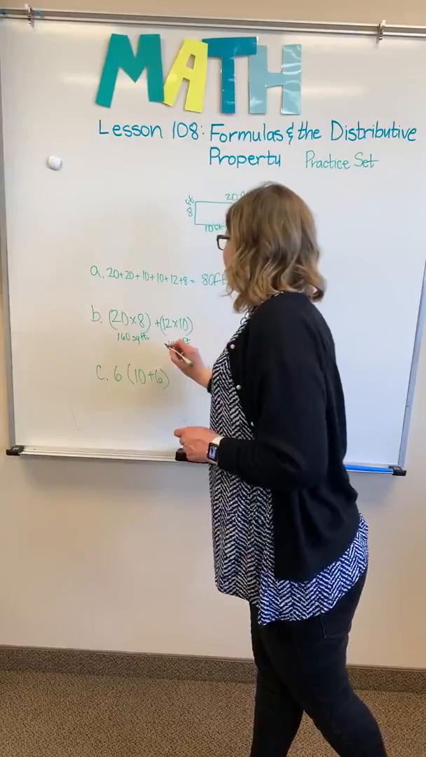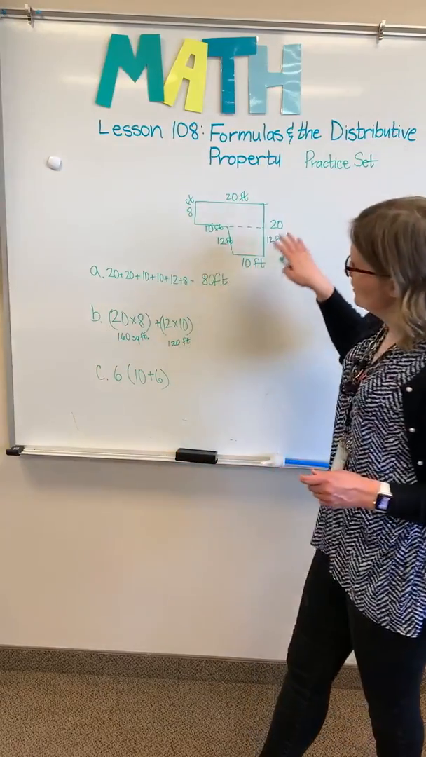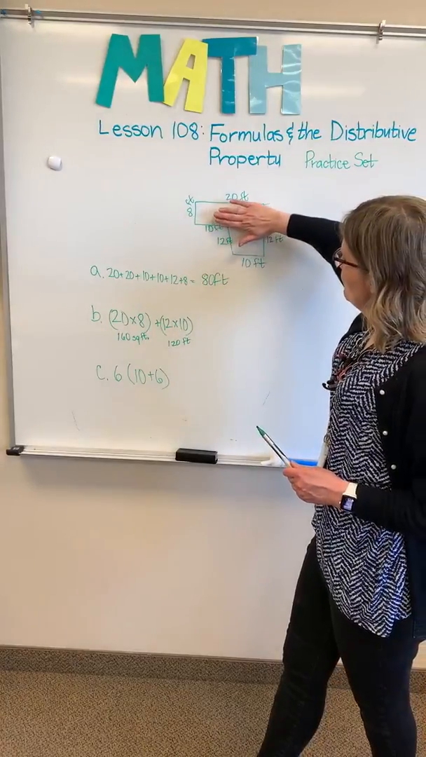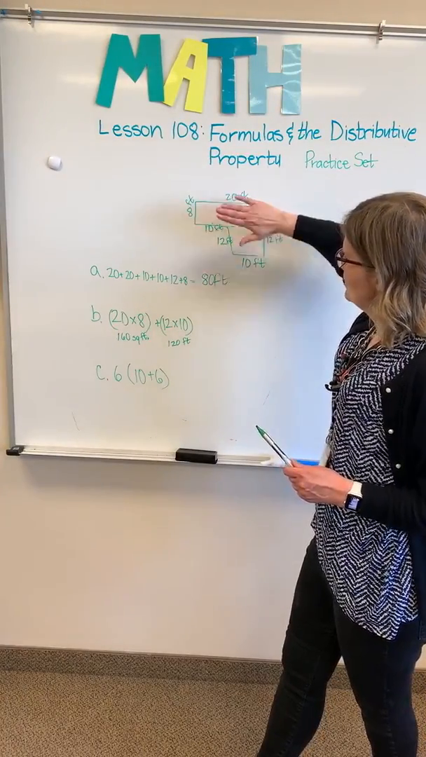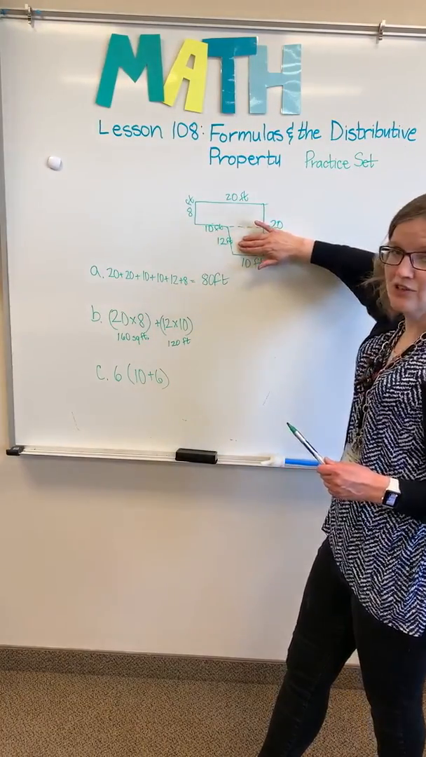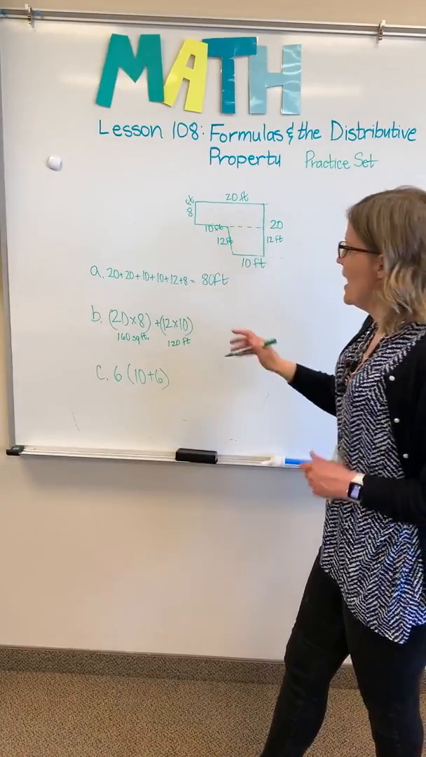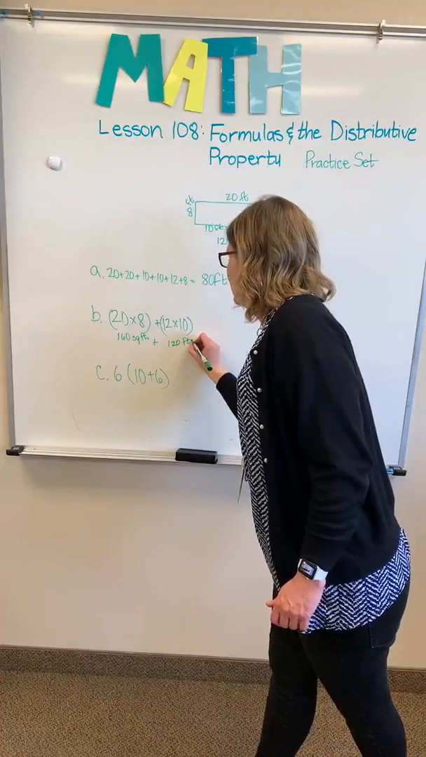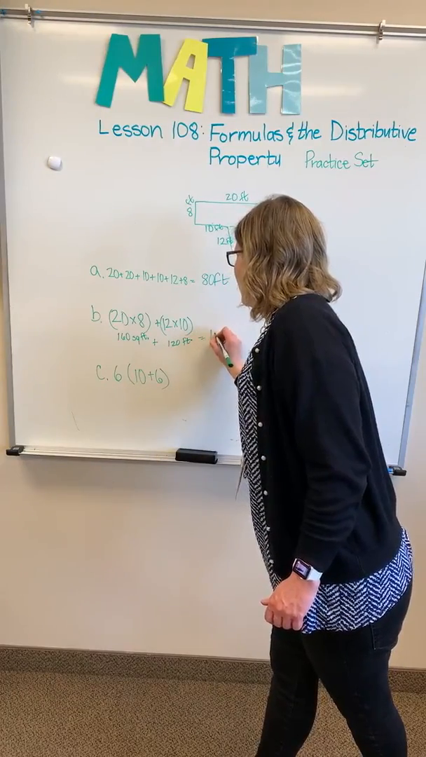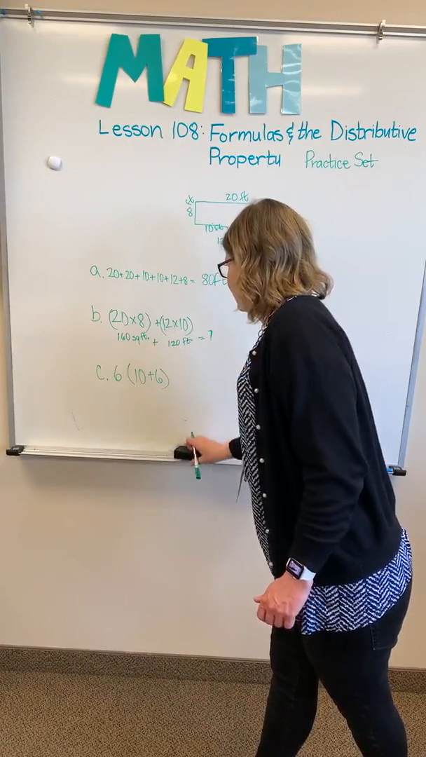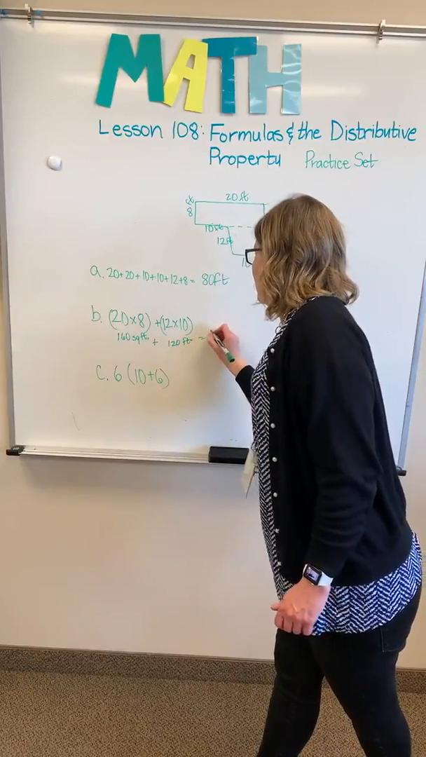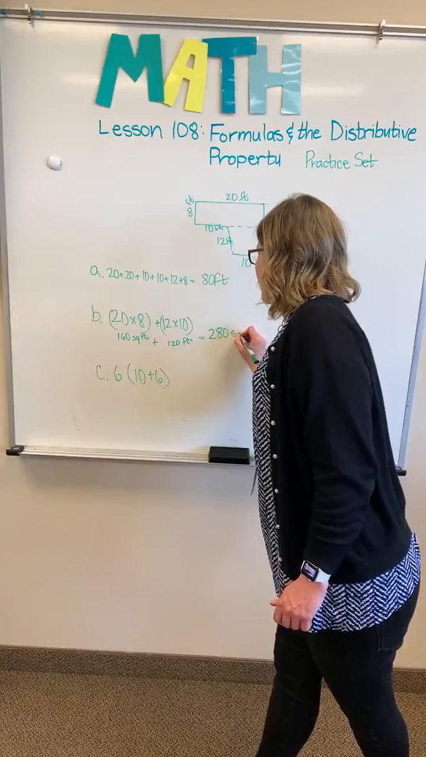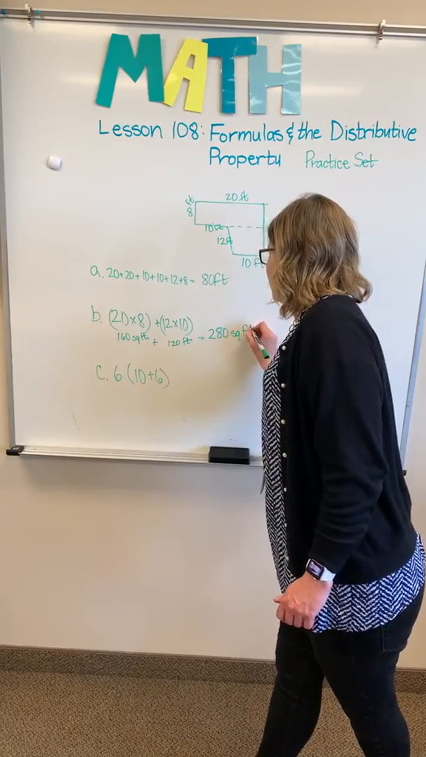square feet. Now, for us to figure out the whole area, we just take the area from this rectangle and add it to the area of this rectangle, and that gives us 280 square feet.